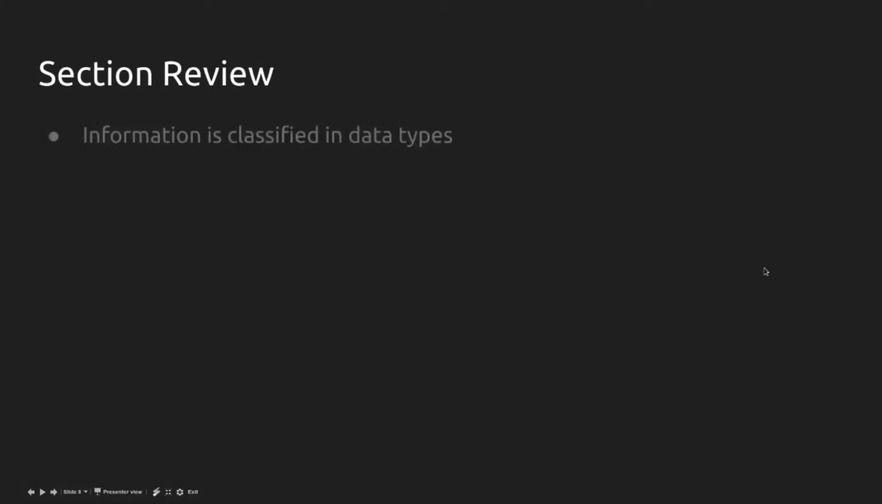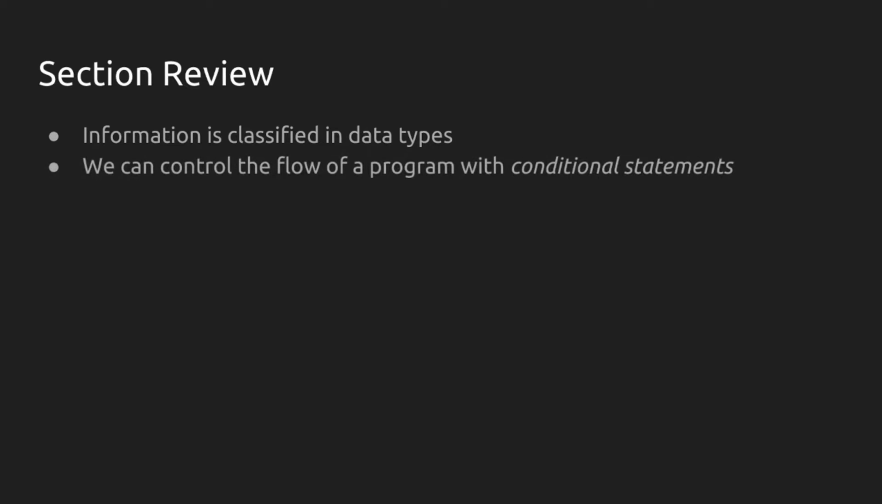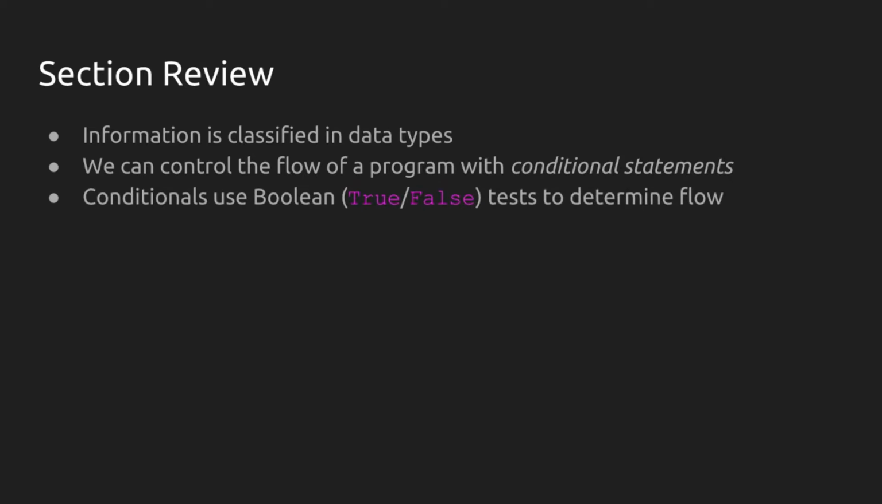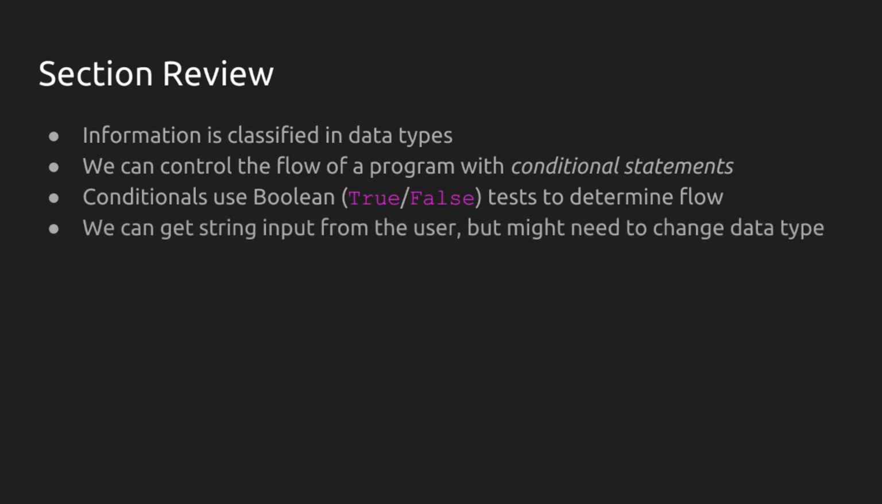So let's review. We discovered that information is classified in data types and that the kind of data type we're working with is crucial to our program. We can also control the flow of a program with conditional statements, if and else. There's another part of the conditional statement that we'll cover in a later episode, but if and else allow us to conditionally determine what code we want to run. The conditionals use Boolean tests that evaluate to true or false to determine their flow. We also learned that we can get string input from the user, but we might need to change the data type, and that the integer data type lets us work with integer numbers.